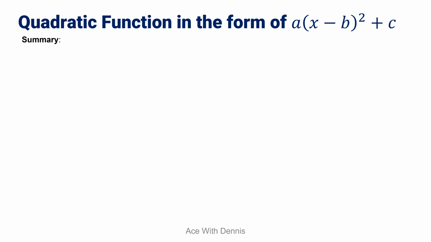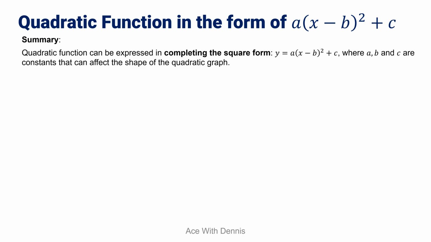Now let's make a summary of what we have discussed so far. A quadratic function can be expressed in completing the square form y equals a bracket x minus b square plus c, where a, b, and c are constants that can affect the shape of the quadratic graph.